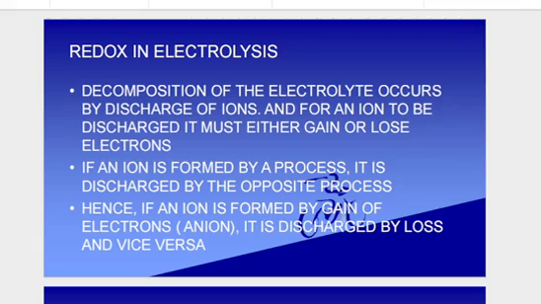Hence, if an ion is formed by gain of electrons, that is for anions, it is going to be discharged by loss, and vice versa. Please put this down. I want this one to be in your note. Have you people finished writing this down? Are you done writing? I'm coming.